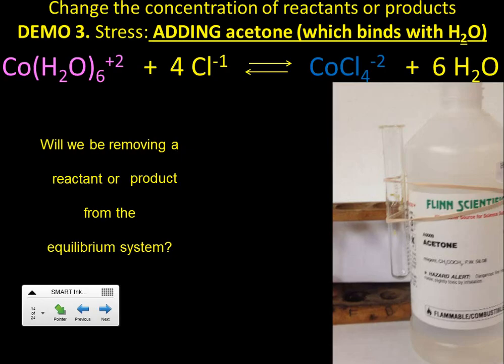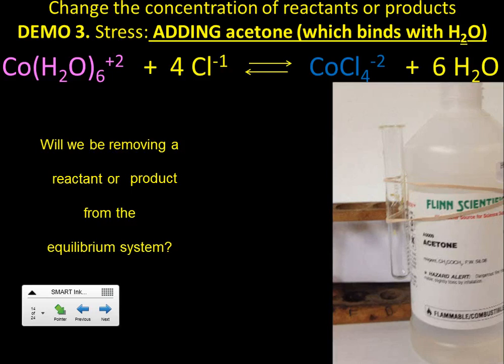All right, in this next demonstration, we are going to change the concentration of reactants or products again, but this time we're going to do something a little different. Instead of adding a reactant or product, we're actually going to remove a reactant or product. So let's see what happens. How can we remove one of these products? It's not like you can go in with tweezers and pluck things out. So we have to chemically remove some of these participating substances in this equilibrium.